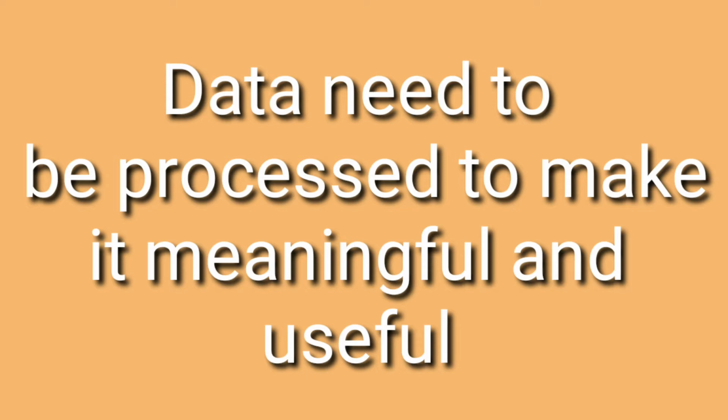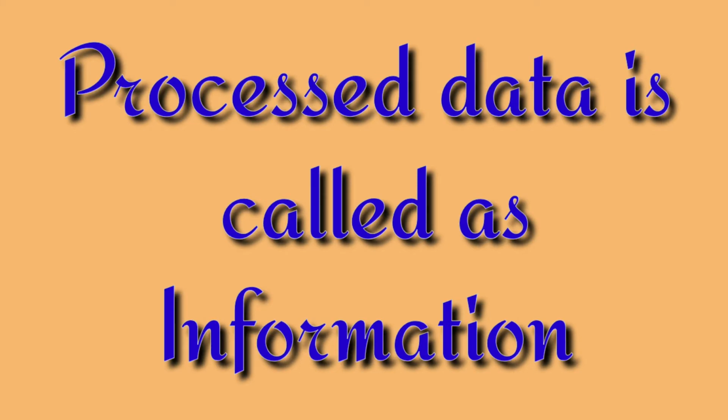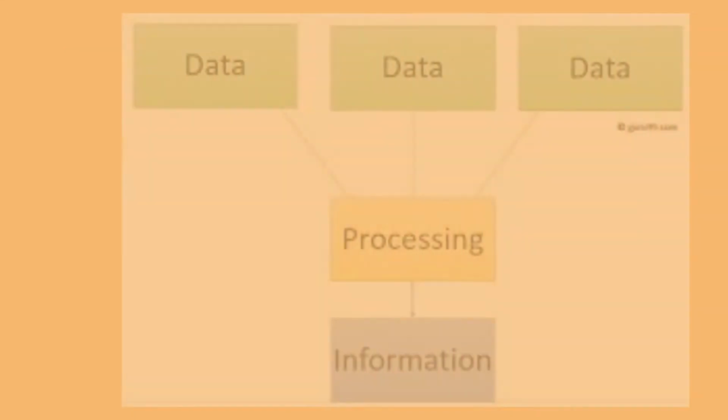For example, some simple number like 97 is of no use. But when this data is processed, it becomes meaningful. It is called information. So, processed data is called information. For example, if I write 97% in class 7, that means in class 7th a student has scored 97%. So it has some meaning. It becomes information. So processed data is called information, and this information is quite useful.